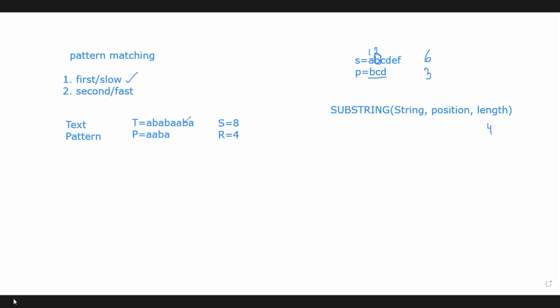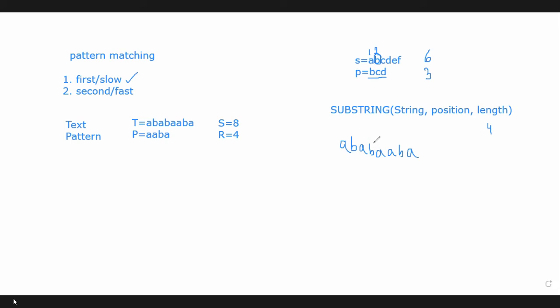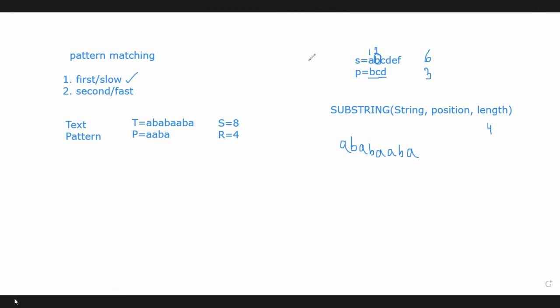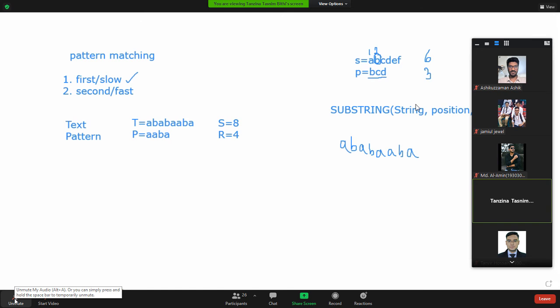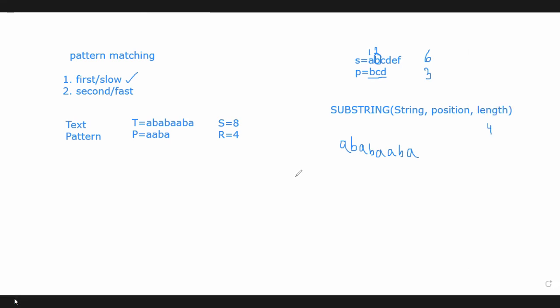Okay. And the length of text is 8. So how many substrings we will get from this text? 8. How? This is our text A, B, A, B, A, B, A. Okay, there are 8 characters and the position of A is 1, 2, 3, 4, 5, 6, 7, 8. Now this first pattern matching algorithm will test all the characters of pattern with all the characters of substrings. That means we need to create some substrings, but how many substrings will we create?